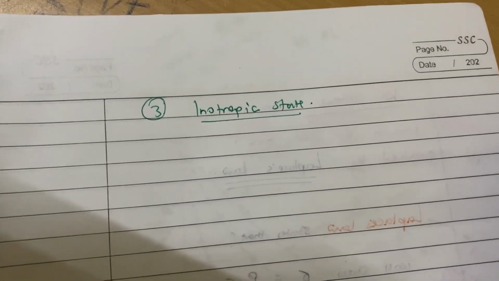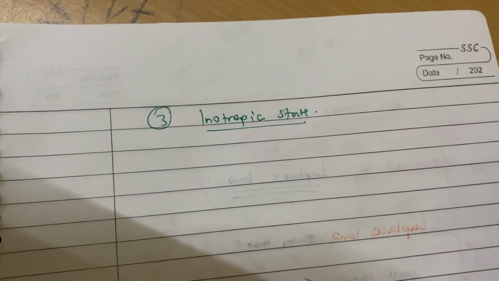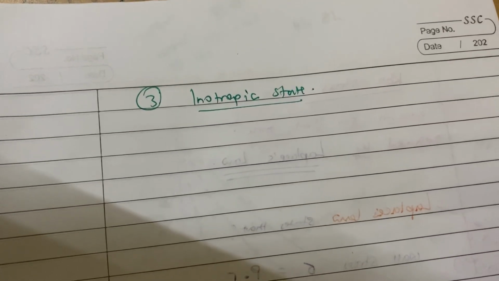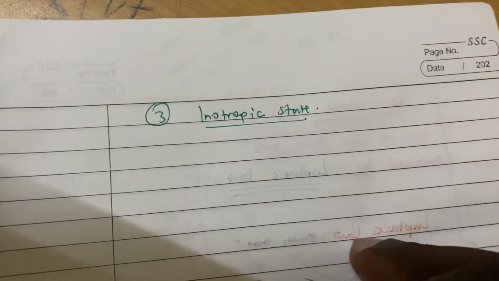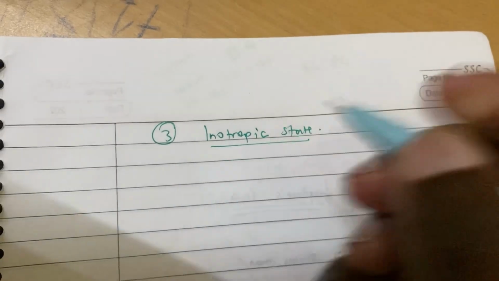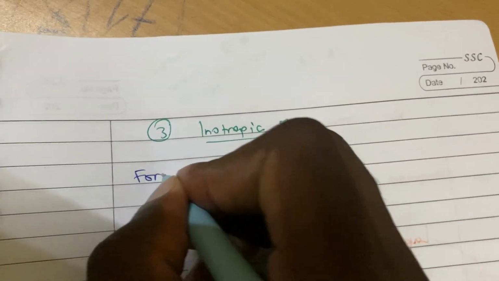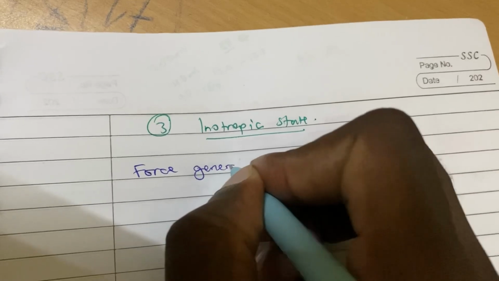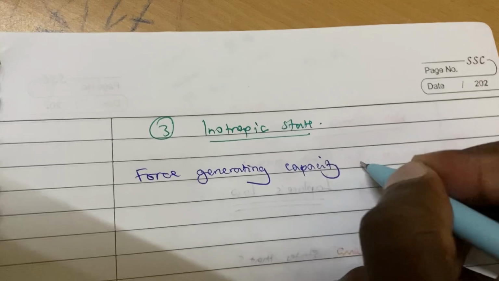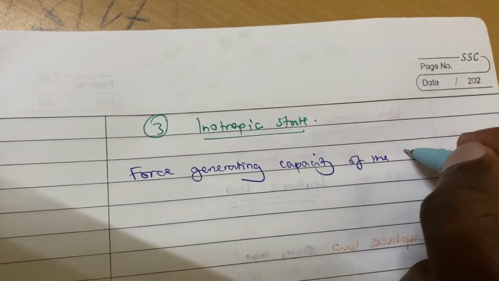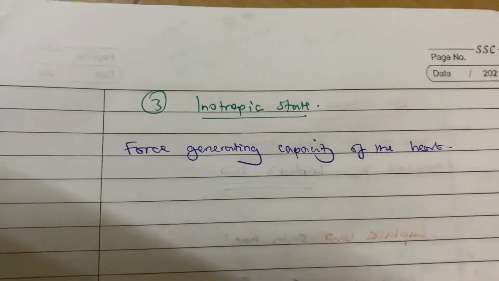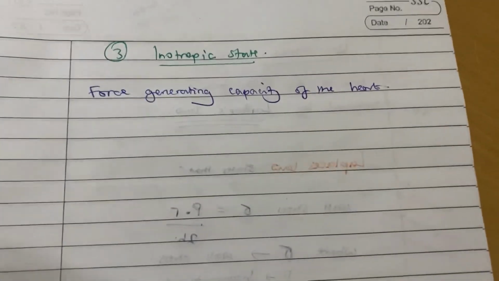So regardless, see, afterload, preload may be normal, but when the inotropic state of the heart is low. So what is the inotropic state of the heart? Inotropic state is the force generating capacity of the heart. What is the force generating capacity of the heart? Is it capable, or are there some limiting conditions?